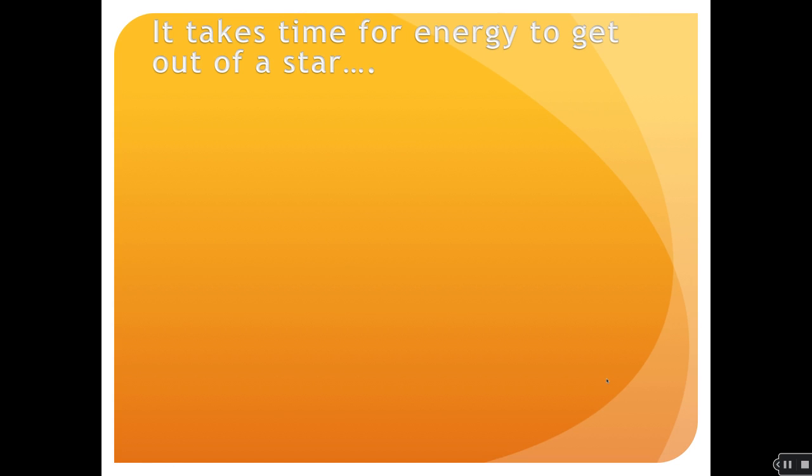We know it takes time for the energy to get out of the star. We know that because we've looked at how long it's going to take for stars to collapse. And it takes a certain amount of time for that energy to get out of the star. But what is the thing that is causing it to be so slow?